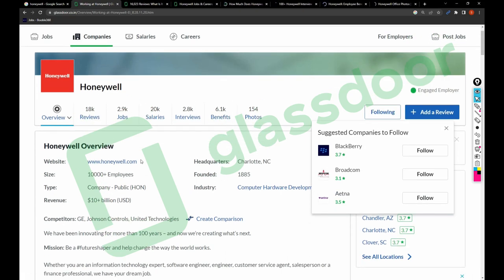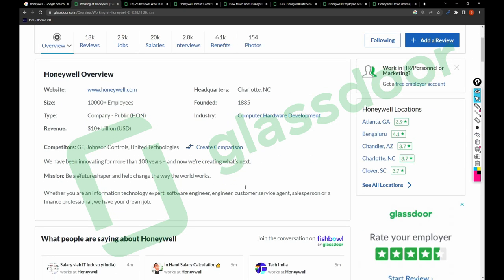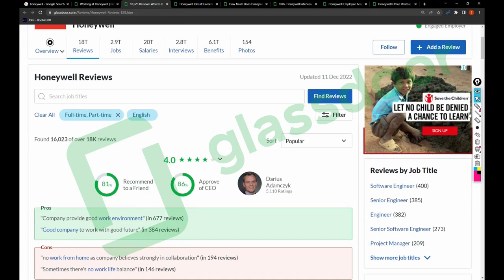Keeping that aside, I opened Glassdoor and searched for Honeywell, and I got this page. Here it is showing that it was founded in 1895. I'm not sure which one is appropriate. This is basically a computer hardware development company, and its competitors are GE, Johnson Controls, and United Technologies. Just keep that in mind, and let's start reviewing the company.